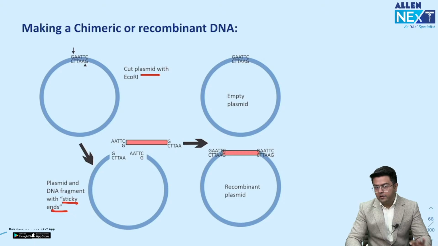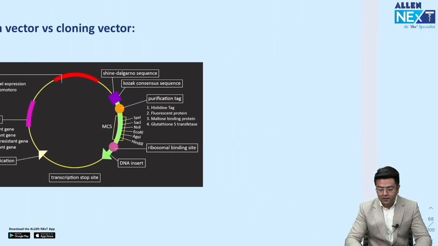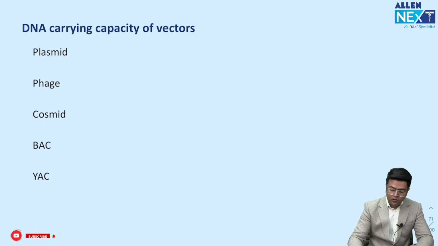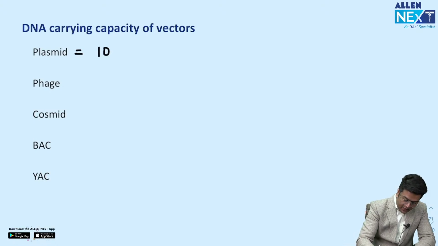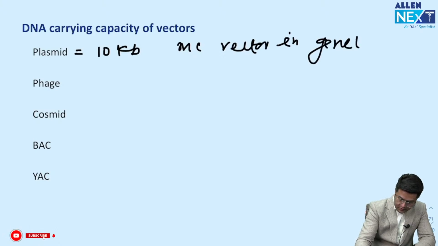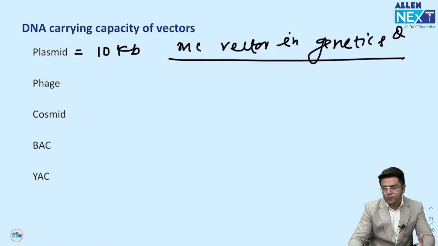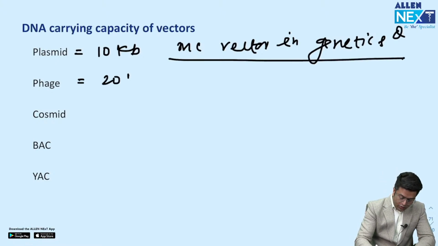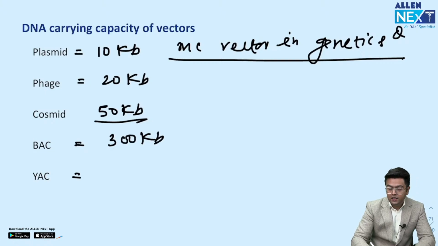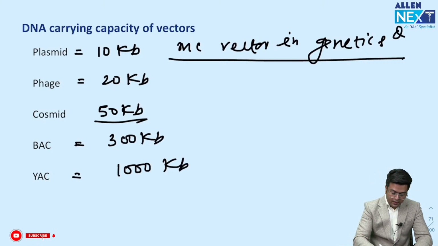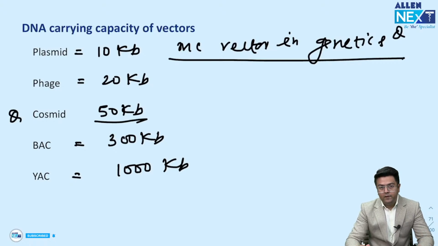Now guys, talking about the vectors, right? Vector means carrier of DNA. So, DNA carrying capacity of vectors: plasmid is the most common vector. It can take only 10 kilobases, and this is the most common vector in genetics MCQs, because of its properties that I will tell you. Phage can carry around 20 kilobases, cosmid can carry 50 kilobases, bacterial artificial chromosome up to 300 kilobases, and yeast artificial chromosome up to 1000 kilobases, right? Okay, so that is the DNA carrying capacity of vectors.